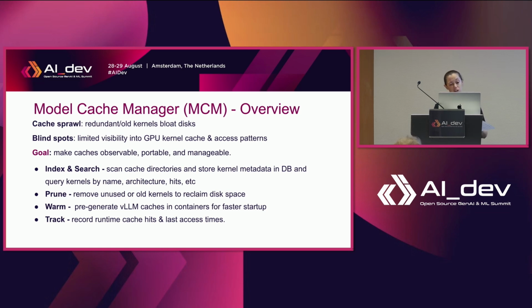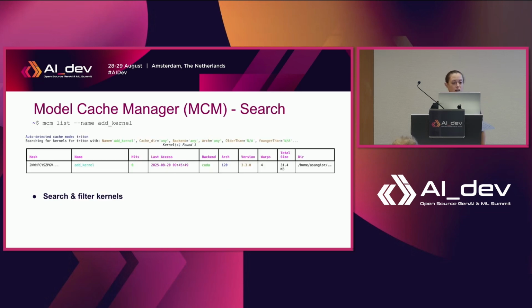So let's have a look at an example of each of these in turn. This is just an example of a search for a kernel with the name add kernel. You can obviously filter here on the parameters that we see, including name, cache directory, backend, architecture, even age. We can see for this kernel here, it has 0 hits, when it was last accessed, what backend it has, the number of warps, and where it lives in terms of directory.